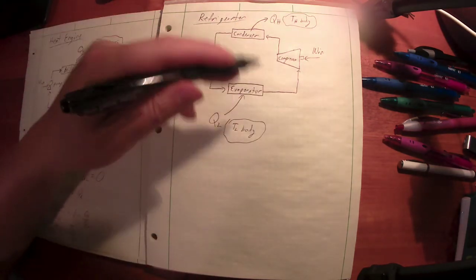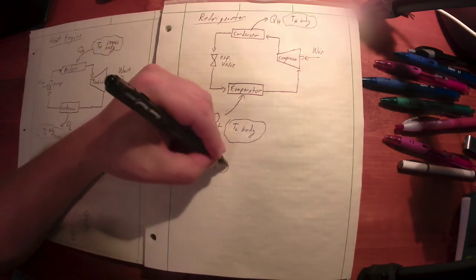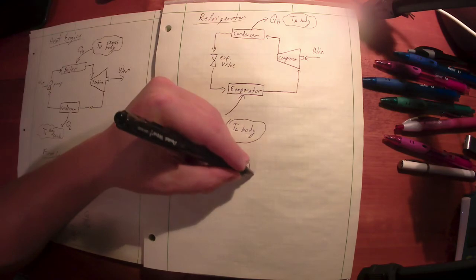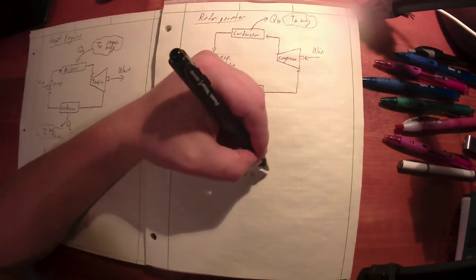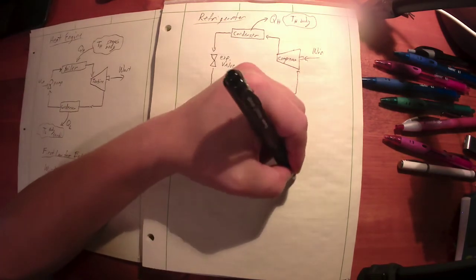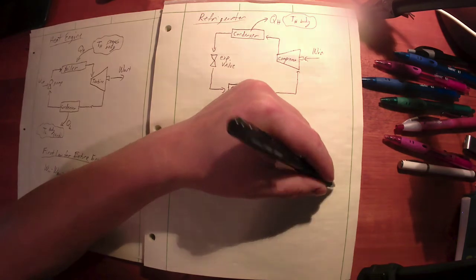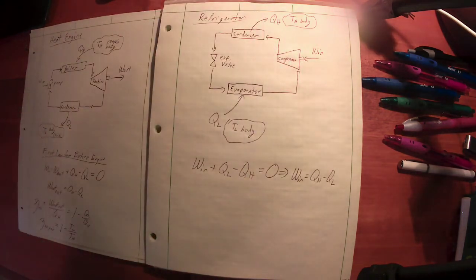So again, if we look at the first law for the whole thing, I've got the work in plus QL minus QH: add the ins, subtract the outs. If it's a cycle, that's equal to 0, meaning the first law simplifies to the work in is equal to QH minus QL. Basically, the net work in is equal to the net heat out.